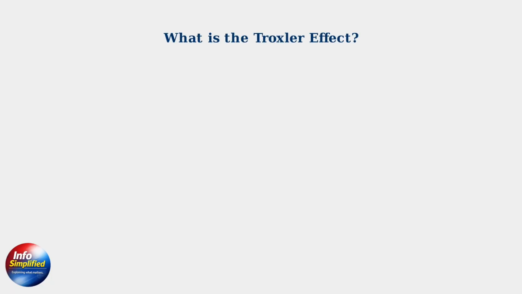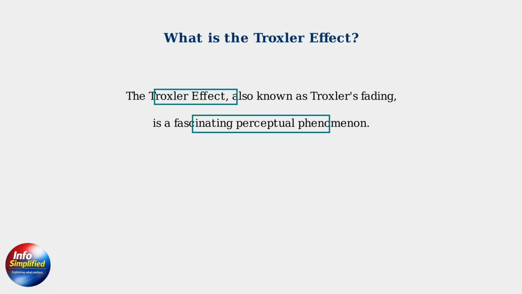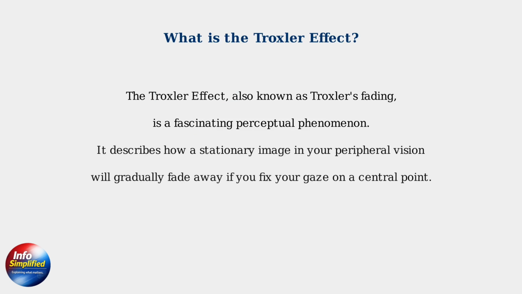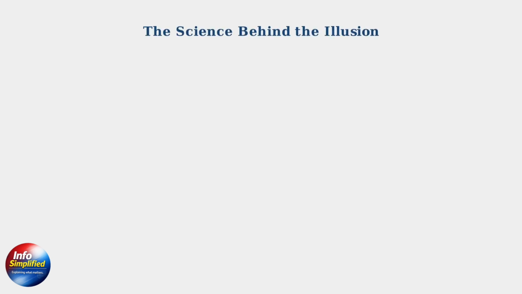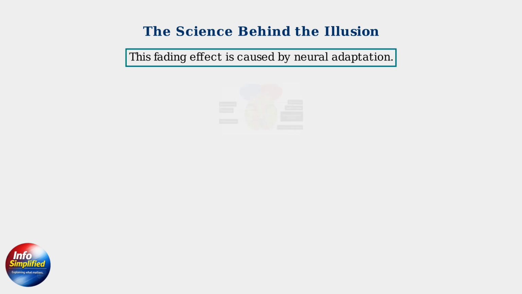The Troxler effect, also known as Troxler's fading, is a fascinating perceptual phenomenon. It describes how a stationary image in your peripheral vision will gradually fade away if you fix your gaze on a central point. This occurs because your brain prioritizes changes and movement in your visual field, essentially tuning out constant, unchanging stimuli. This fading effect is caused by neural adaptation.